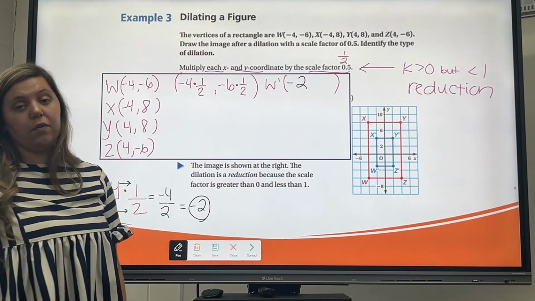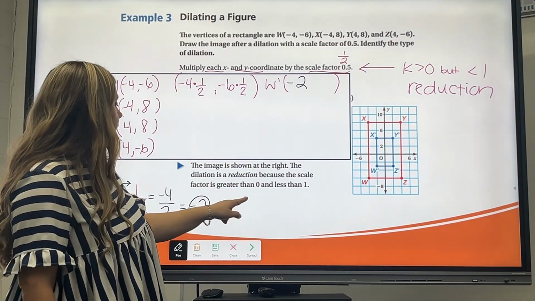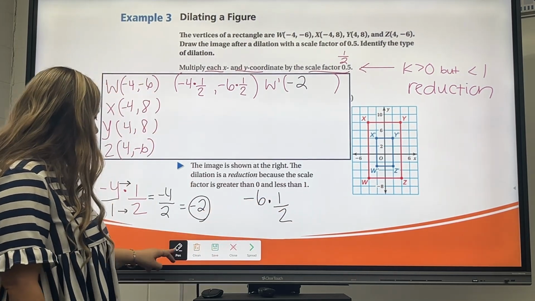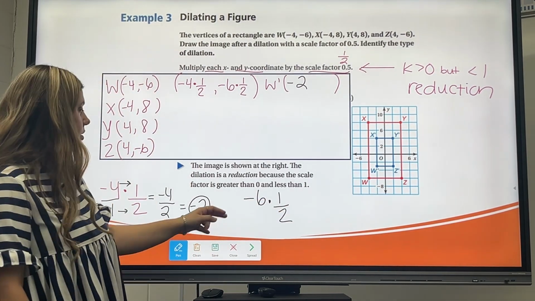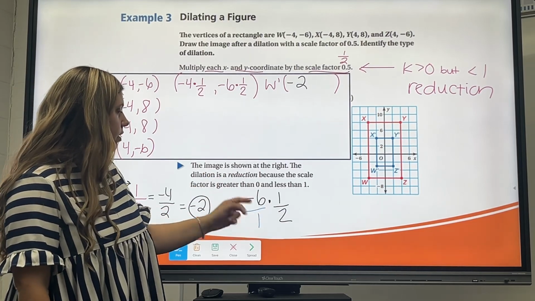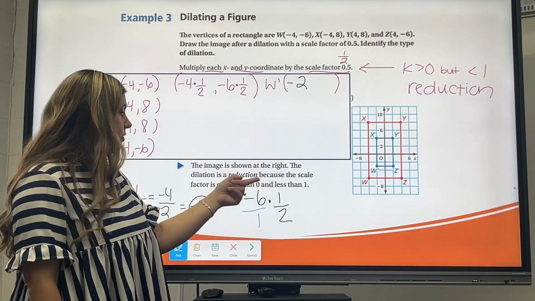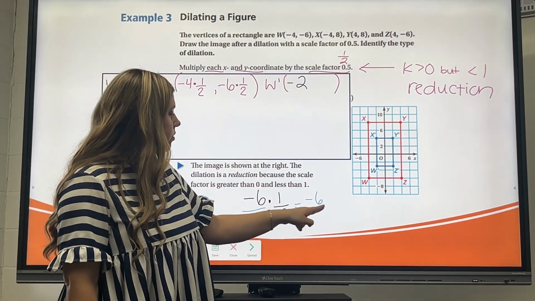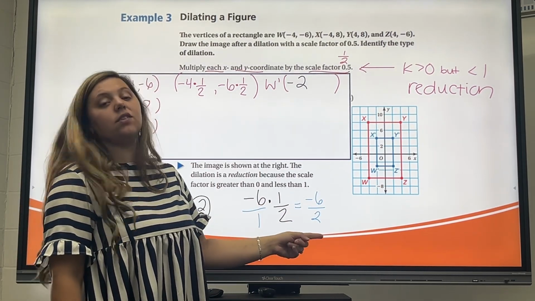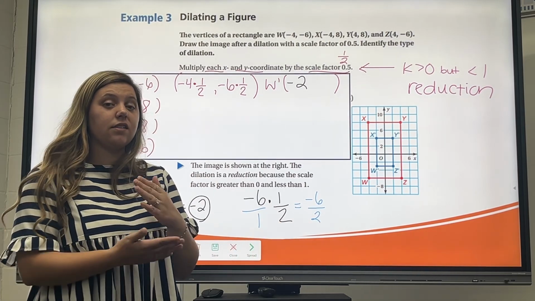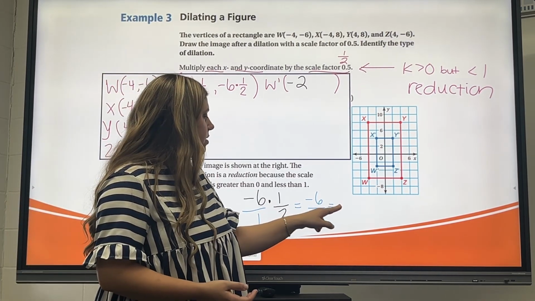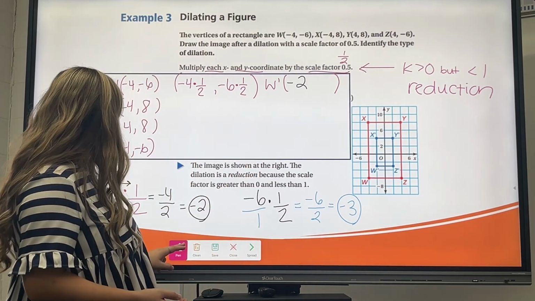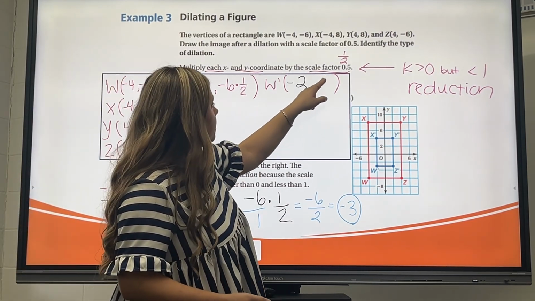We're going to do the same thing with -6. -6 times 1/2. How do you multiply a whole number by a fraction? Put the whole number over 1 and multiply straight across. So -6 times 1 is -6. 1 times 2 is 2. -6 over 2 is the same as -6 divided by 2, which is -3. So that point there is -2, -3.